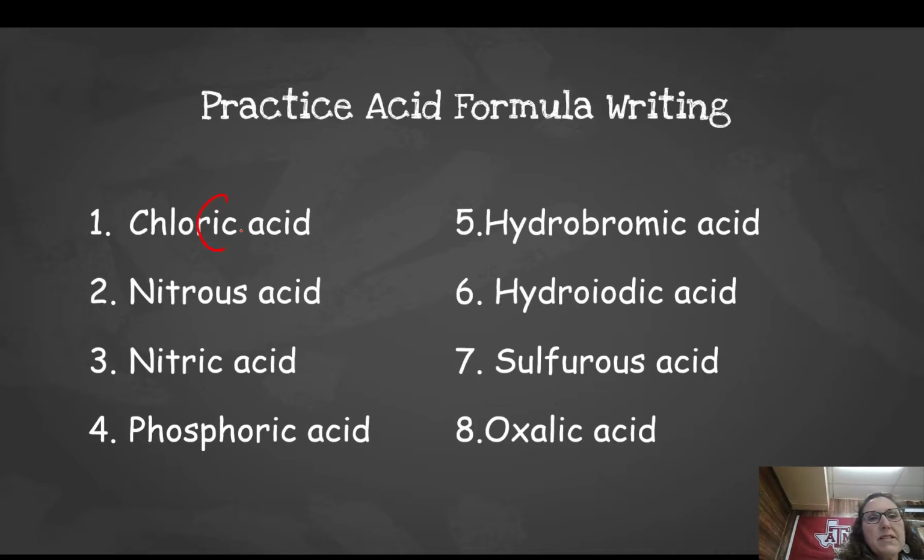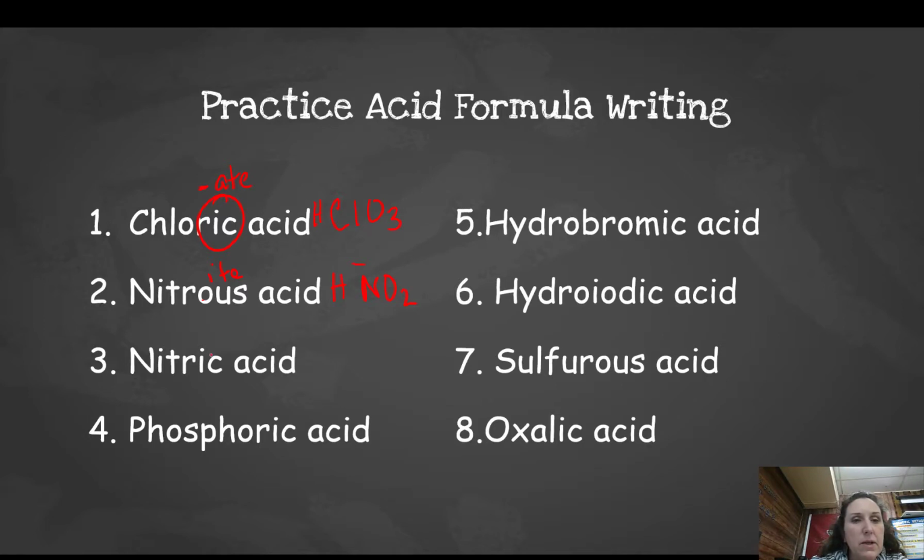So we know that this has an ic ending, so what we are looking for on our polyatomic ion chart is something with an ate ending, chlorate. So I look, and chlorate is ClO3, and we know it's a -1, so we just put an H in the front. Nitrous, we know that nitrous will be ite because it's ous, ite. So we're looking for nitrite on our chart, and nitrite is NO2, and we know it has a -1, so we have an H over here.